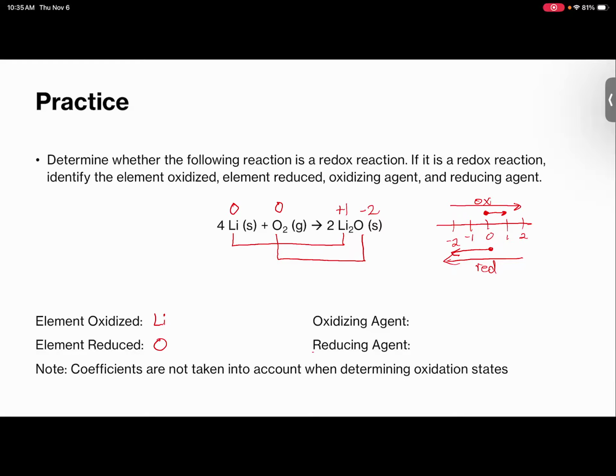Now we do the redox. Therefore, the reducing agent is the reactant. It's always a reactant. It's never the product. It's always the reactant. The reducing agent is lithium. And we do the other redox. And we find that the oxidizing agent had to be O2.